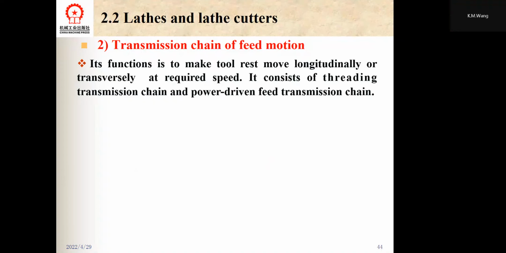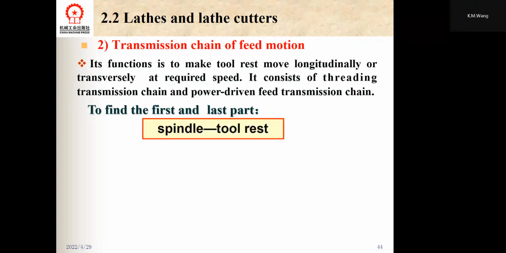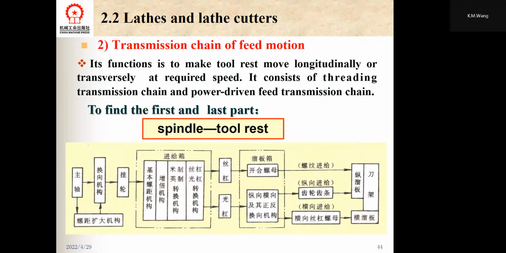Its function is to make the tool post move longitudinally or transversely at a required speed. It consists of threading transmission chains and power-driven feed transmission chain. To find the first and the last part is through the spindle and the tool post. This is the transmission chain of the feed machine. This is the process.